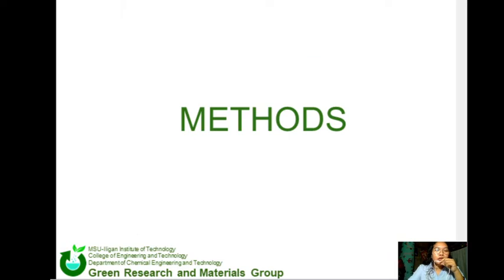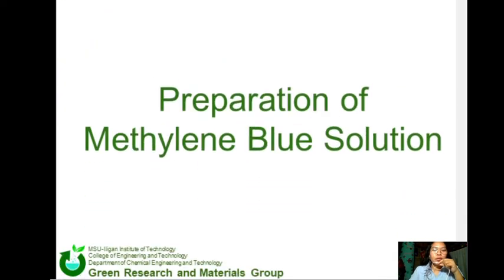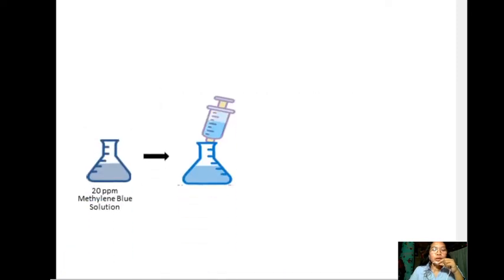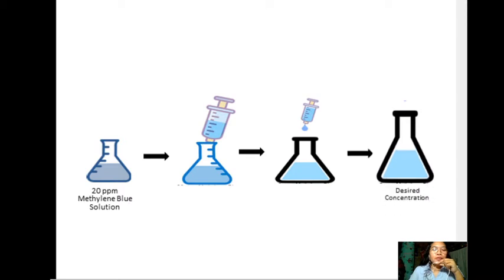The methods of preparation of methylene blue solution: to make 25 ml of 5 ppm methylene blue solution, 6.25 ml of 20 ppm solution will be added to a 25 ml volumetric flask, and distilled water will be added to the mark. In making 25 ml of 10 ppm methylene blue solution, the same procedure will be carried out, but with 12.5 ml of 20 ppm solution added.